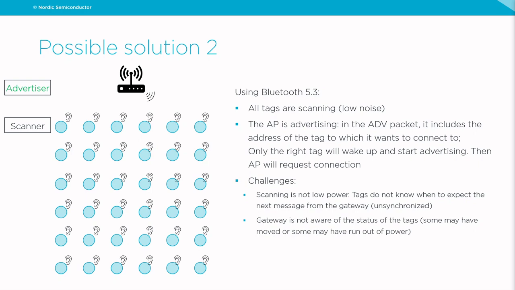However, this implementation also has several challenges. Scanning is not low power, so the tags will not be low power. They do not know, indeed, when to expect the next message from the gateway, because there is no synchronization in place. So they need to scan almost all the time. But if you scan for longer windows, you will increase the power consumption. Another challenge is that the gateway is not aware of the status of the tags. Basically, the gateway is not in control of the system. These are the challenges that make this implementation not really suitable for this use case.